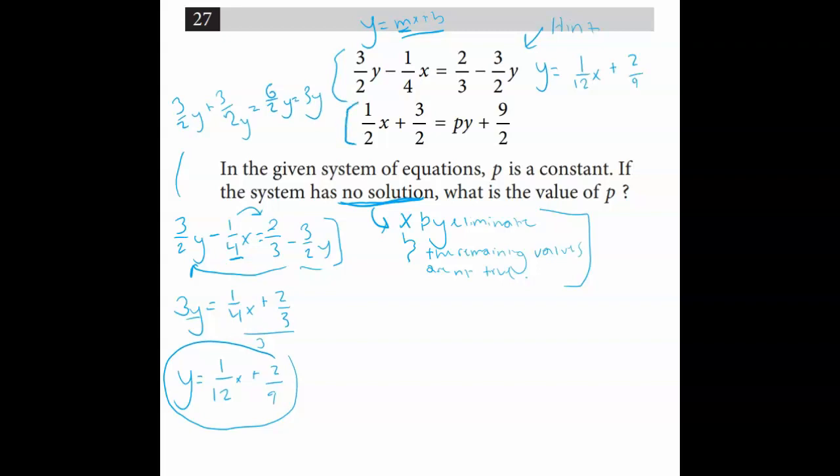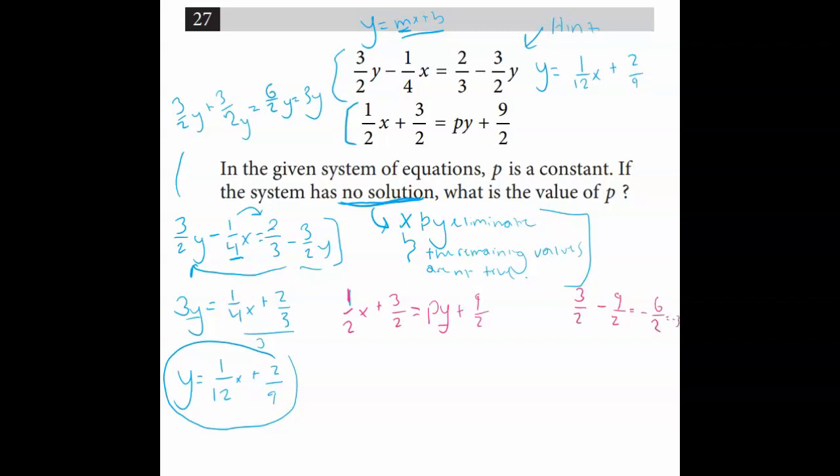But let's do it again with this one. And so we get, here, let me switch colors. You get 1/2 x plus 3 over 2 equals py plus 9 over 2. And I want to isolate this y. So I have this 9 over 2, and I'm going to subtract it from the other side. So I get 3 over 2 minus 9 over 2. And that gets me negative 6 over 2, which is negative 3.